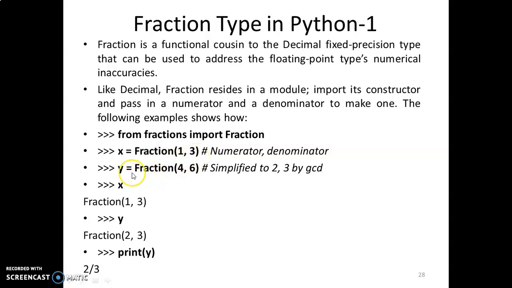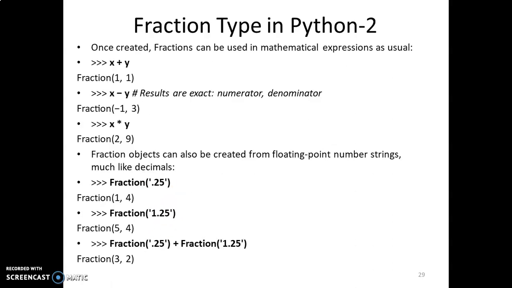Similarly, to represent another fraction, we've taken y is equal to Fraction 4 comma 6. If you try to see here, x is this and y is this. Automatically it is simplified to 2 by 3 by the concept of the greatest common divisor. Once created, you can carry out the various mathematical operations: addition, subtraction, and multiplication. You can all carry them out with the Fraction type.